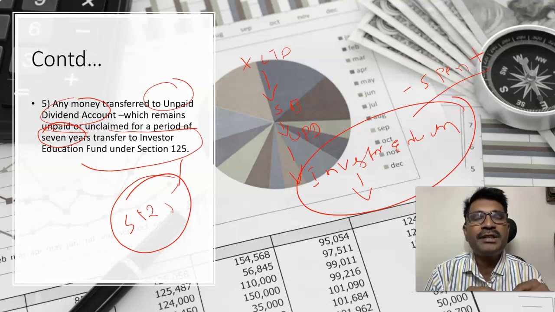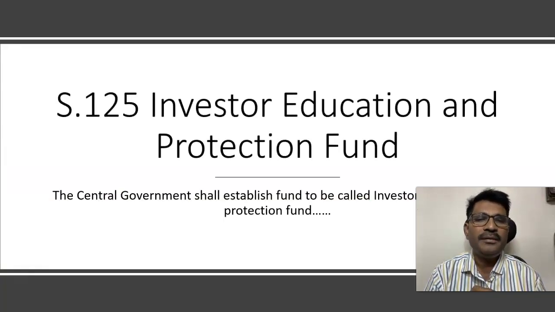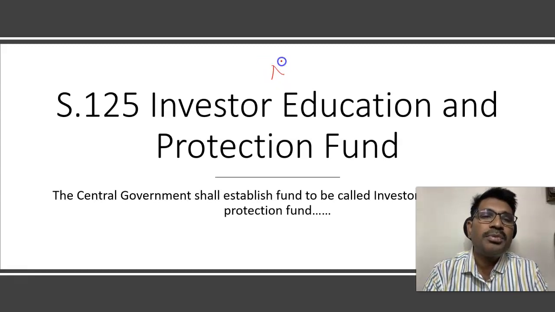The money will be spent for the purposes of the Investor Education and Protection Fund, right? There are so many purposes under the Investor Education and Protection Fund. The central government shall establish the fund to be called the Investor Education and Protection Fund under Section 125 of the Companies Act. So the money is kept for investors' education. Some of you may ask, sir, can you give any examples where this fund is being invested? I can tell one example.